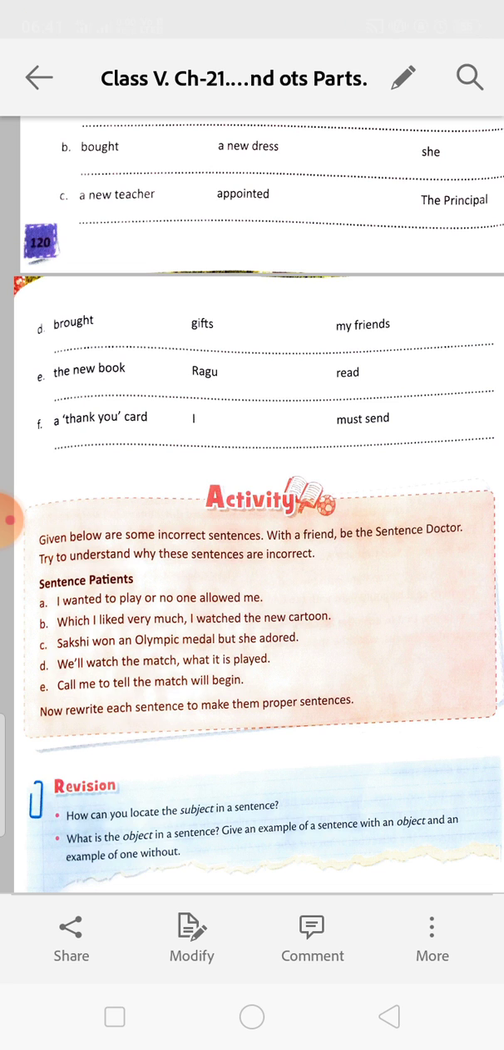So read it properly. Given below are some incorrect sentences with the verb be. Okay, no need to do all these things.